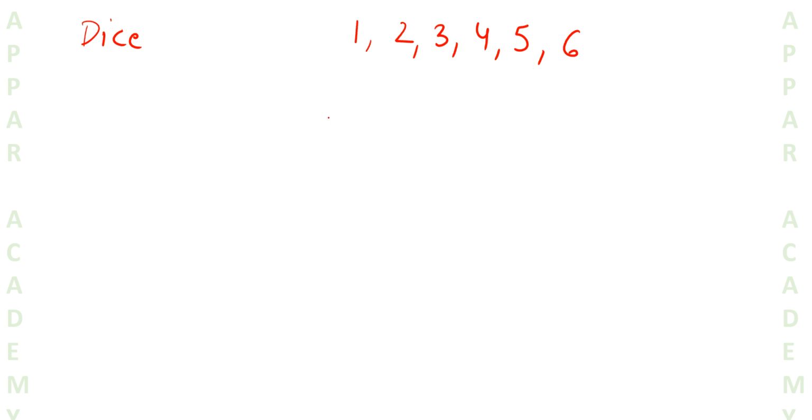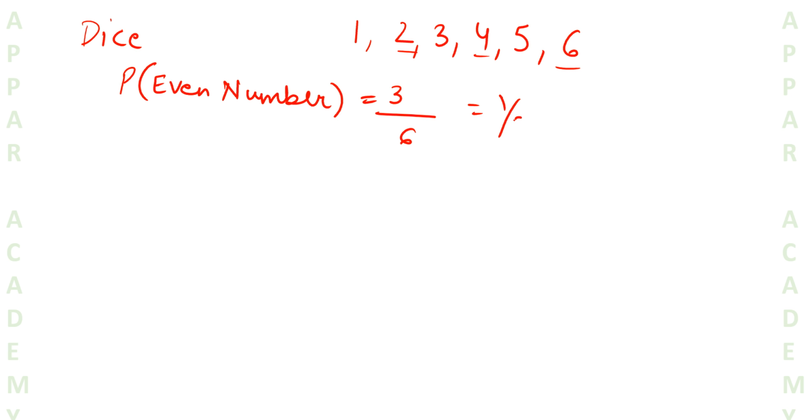Now let's suppose I am finding out the probability of getting an even number. I'll simply say it will be 1, 2, 3, so 3 upon total number of cases, which is 6, so it will be 3 by 6, that is half. So when I'm throwing my first die and asking the probability of getting an even number, it will be half.